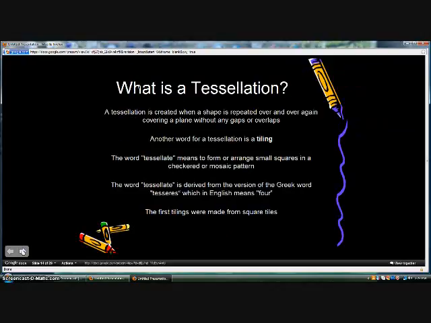What is a tessellation? A tessellation is created when a shape is repeated over and over again, covering a plane without any gaps or overlaps. Another word for tessellation is a tiling. The word tessellate means to form or arrange small squares in a checkered or mosaic pattern. The word tessellate is derived from a version of the Greek word tesseris, which in English means four. The first tilings were made from square tiles.